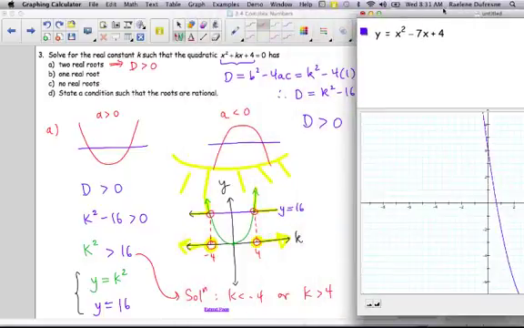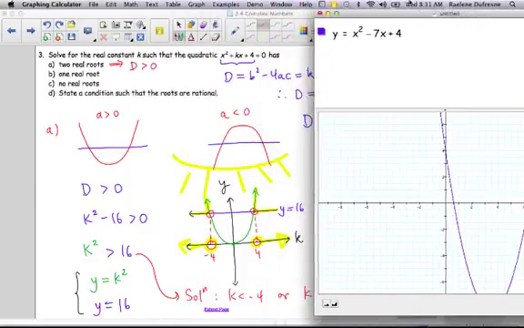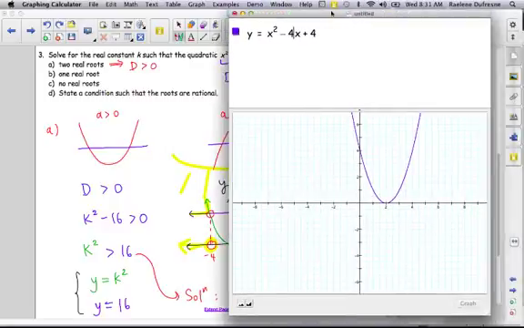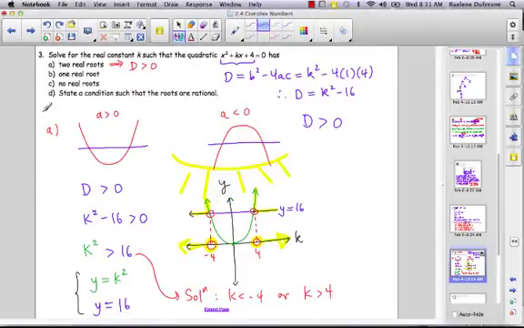But what happens if we take a k value of exactly 4 or -4? In this case, how many x-intercepts are there? We see only 1. And that is what we're looking for in part B. So what is the condition for part B? We want 1 real root, so the discriminant in this case has to be 0.